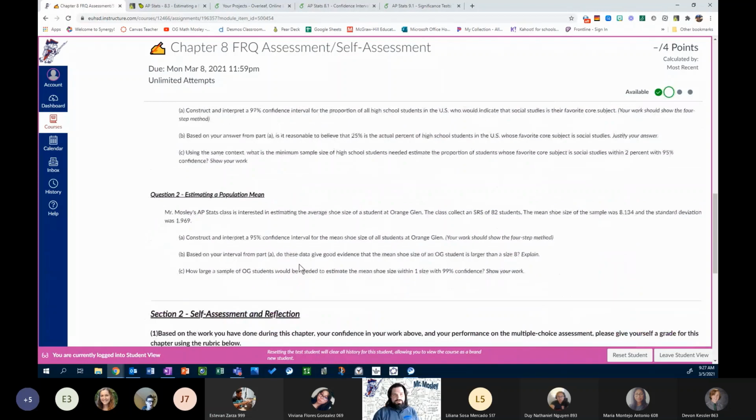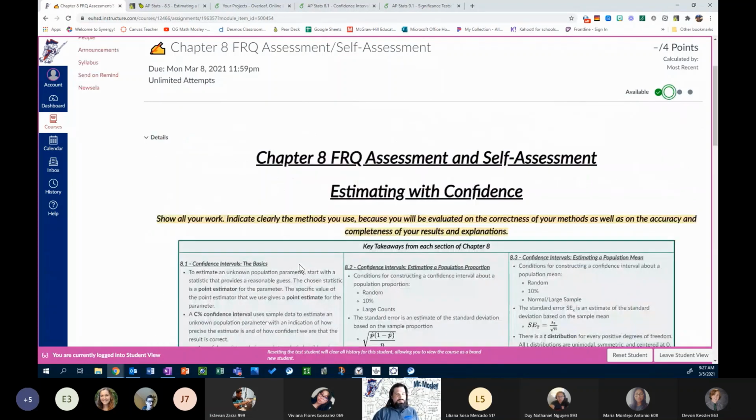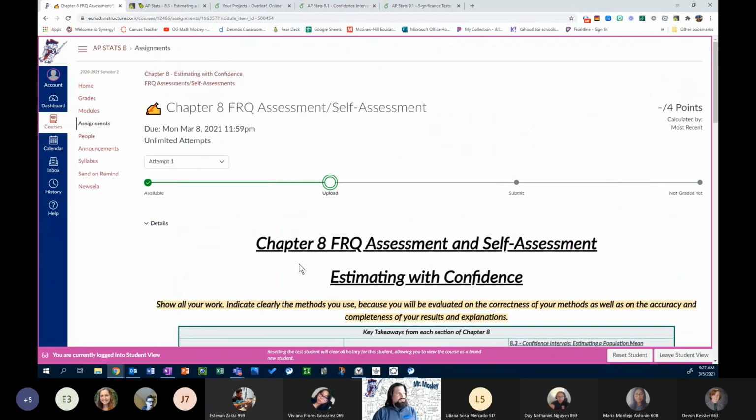So these things are all available. Also keep in mind there's a bunch of resources in the Chapter 8 module for all three sections. There's practice problems, there's solutions to those practice problems, and there's a bunch of AP Daily videos. So please keep those things in mind.